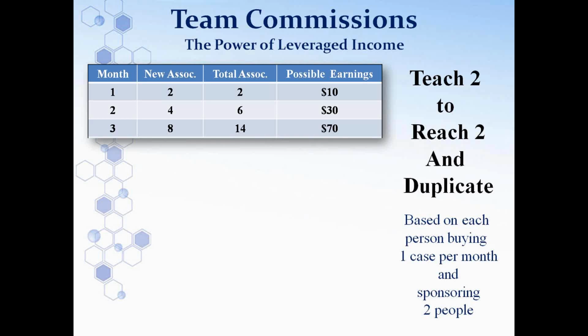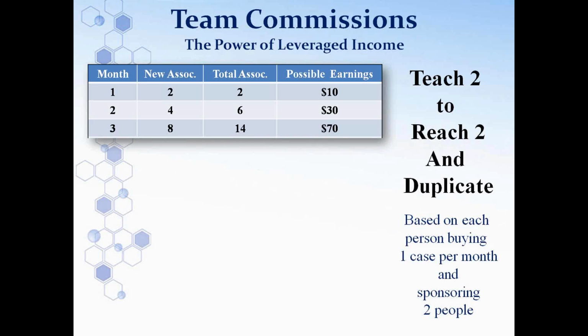Now next month, those 2 people that we enrolled this first month, they find their 2 people. So look at there, month 2, 4 people come into your group. And if you add the original 2 that you signed up, that's a total of 6. In month 3, the 4 people that came in your second month find their 2, right, in their 30-day period. So 8 people come in, and you have a total now of 14.